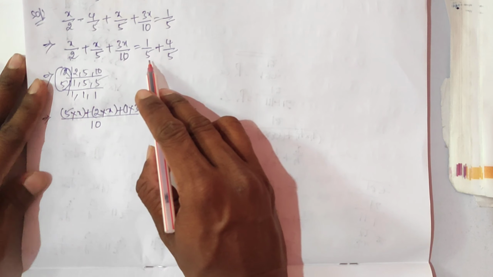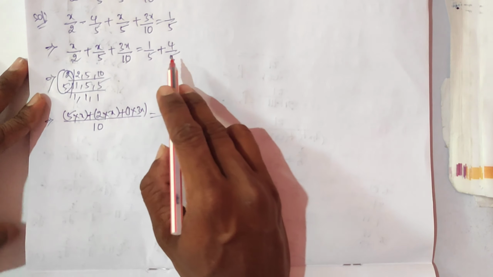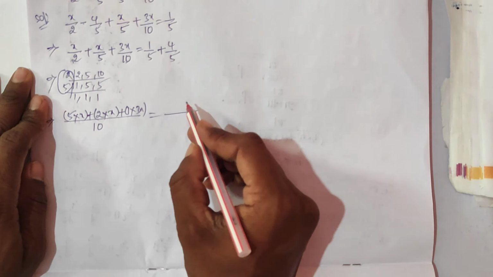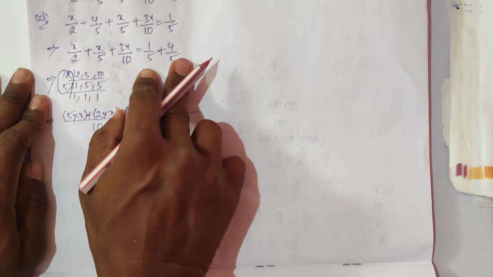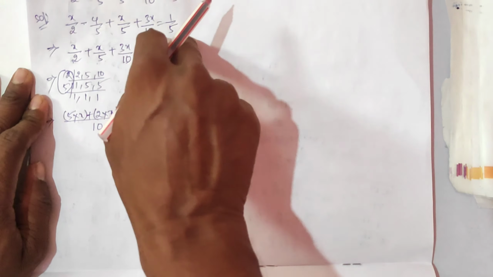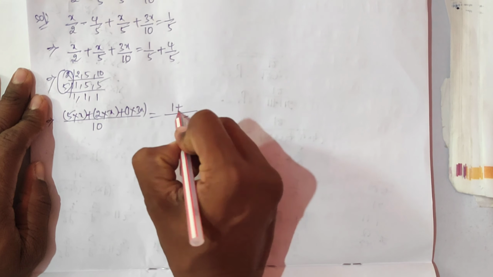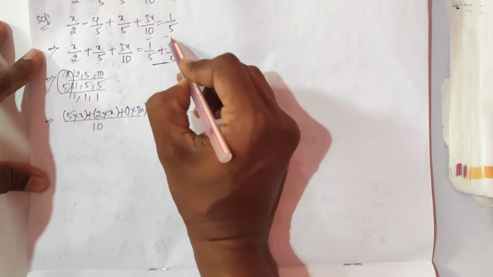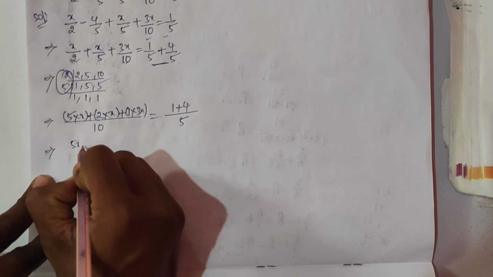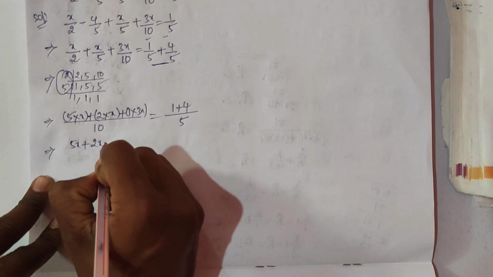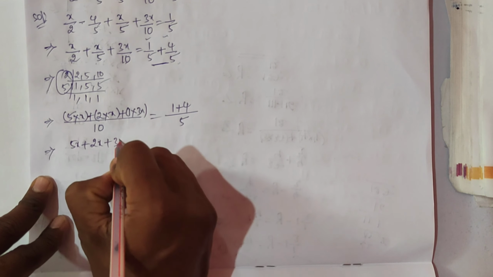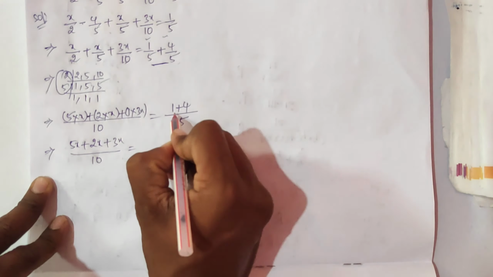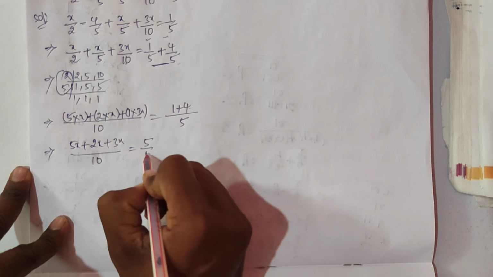Equal to, now coming to the RHS side, what is the denominator here? 5 and 5, we consider the LCM of 5 comma 5, which is 5. These two are like fractions, right? Therefore, you can add the numerators directly, nothing but 1 plus 4. Because these two are like fractions, directly you can add the numerators. This implies here on the LHS side, 5 into x is 5x plus 2 into x is 2x plus 3x, by 10, is equal to 1 plus 4 is 5 by 5.